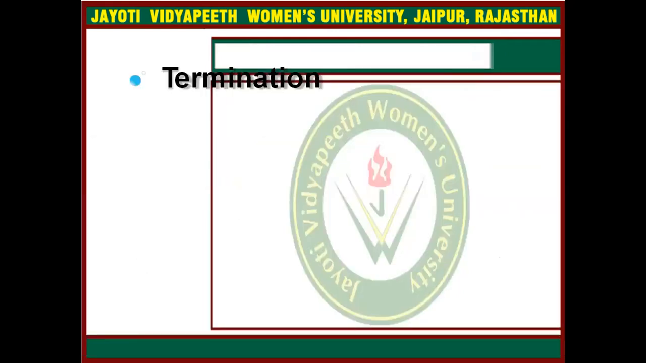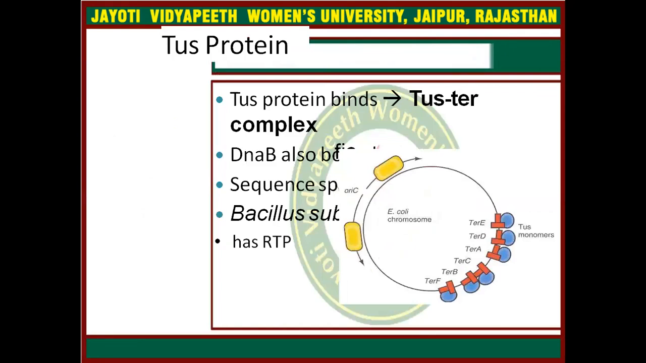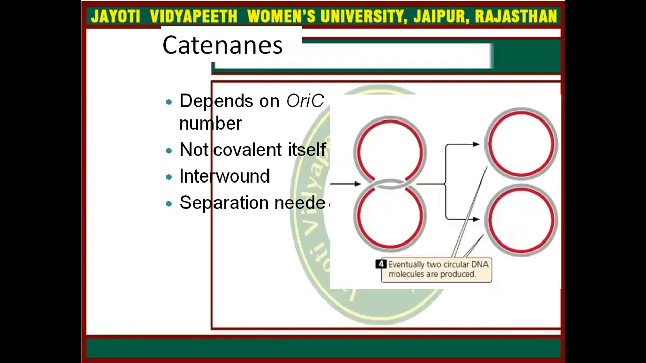Next one is the termination process. Two replication forks meet at the Ter region, with clusters of Ter sequence repeats here. Next one is the Tus protein. Tus proteins bind to the Tus-Ter complex, and basically the fork is arrested from one direction. It is asymmetric.